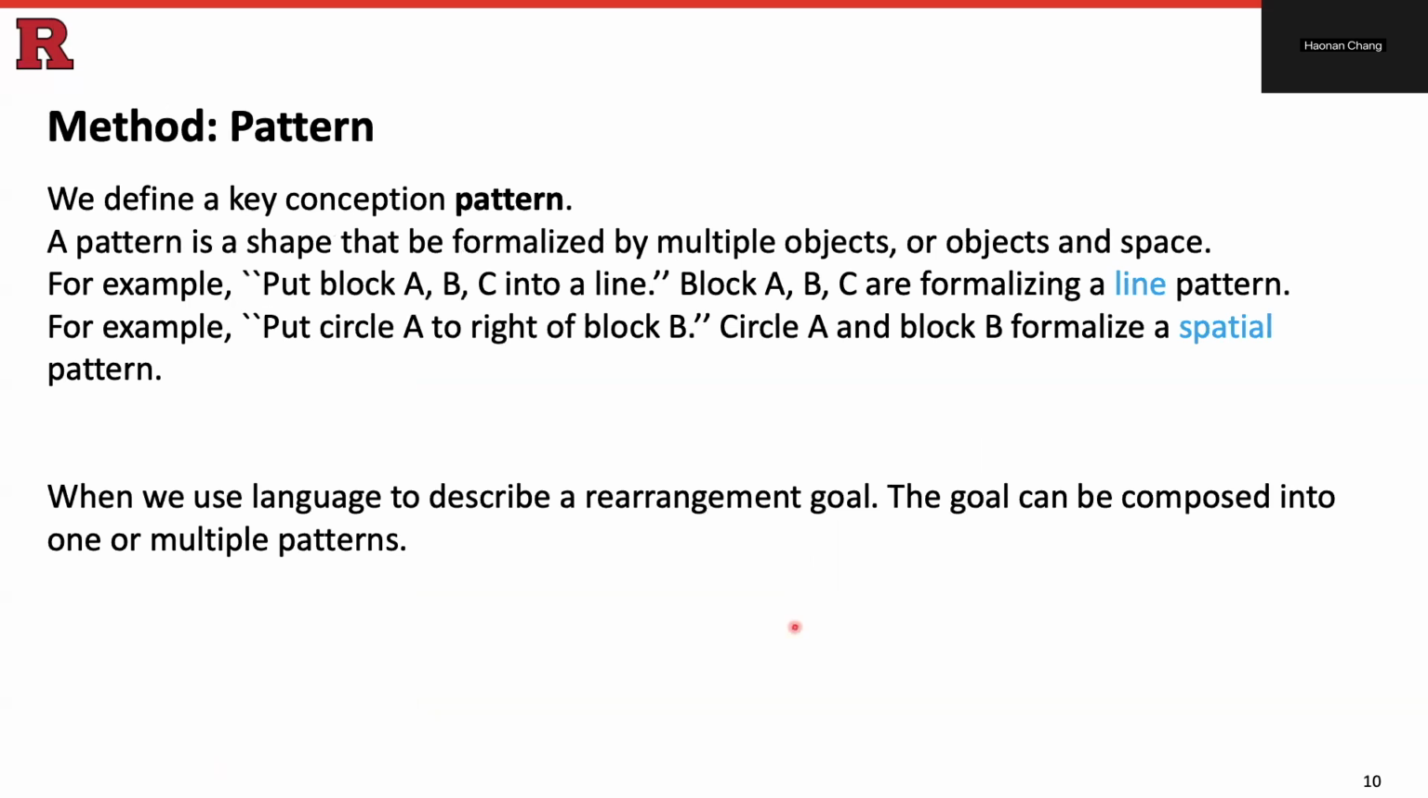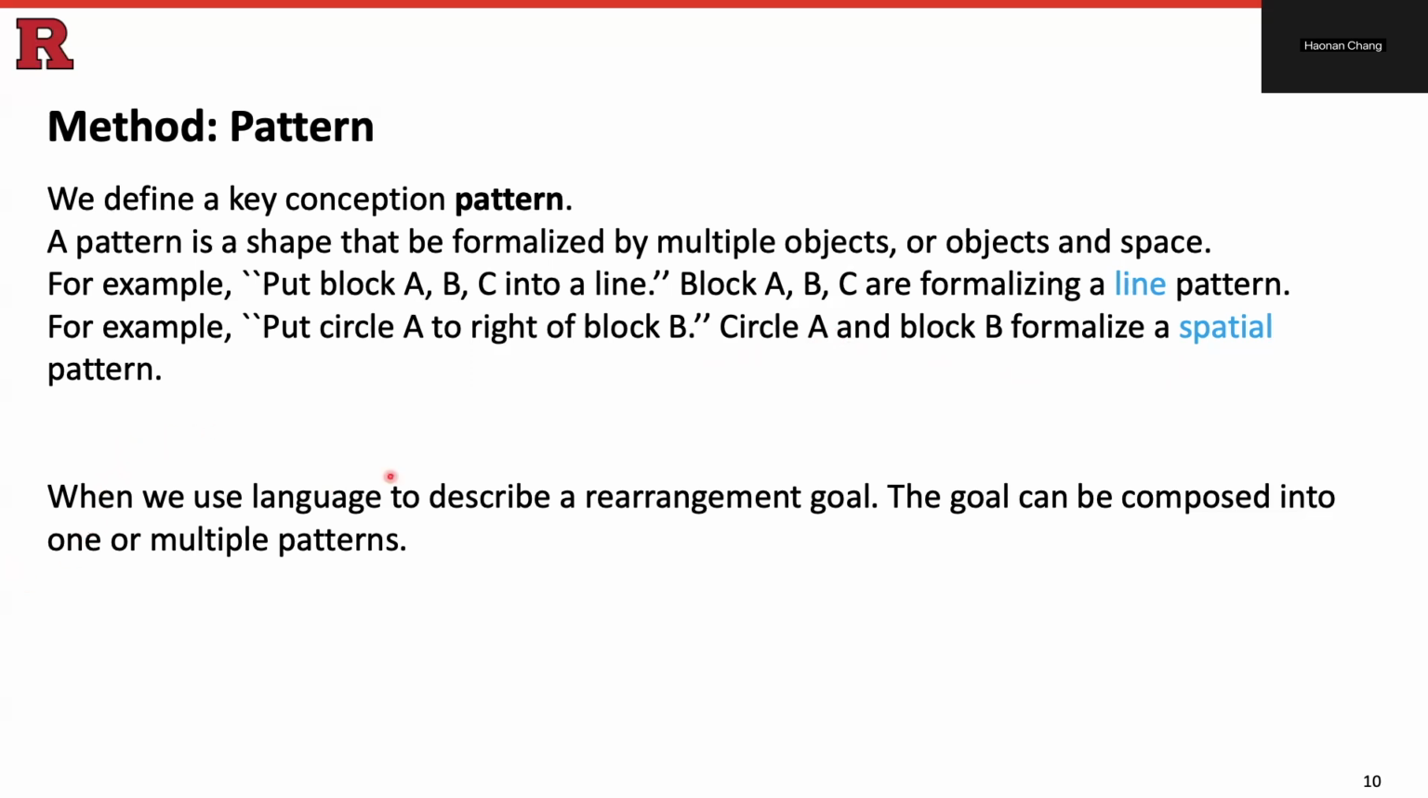We need to define a key concept here, pattern, for better understanding of the following detailed method. So a pattern here is a shape that can be formalized by multiple objects or between objects and spaces. For example, put blocks A, B, C into a line. So here, blocks A, B, C are formalizing a line pattern. Another example here is put circle A to the right side of block B. So circle A and block B formalize a spatial pattern.